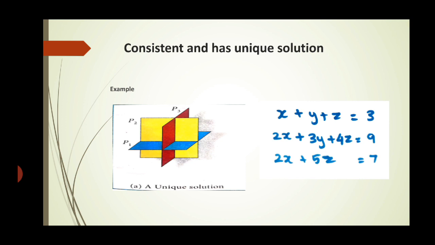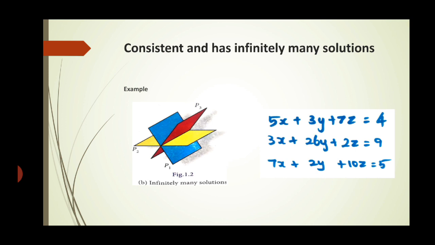Let me take it as P1. P1 means plane number 1. You can see the blue color plane, and the second plane is yellow color, representing the second equation, and the third red color plane P3 is representing the third equation. So when you solve all the three equations, you will get exactly one solution. That means you will get only one value for x, one value for y and one value for z, and that is nothing but the unique solution. In the diagram also you can see all the planes meeting exactly at one point, that is the corner point. It is like how our classroom corner will be.